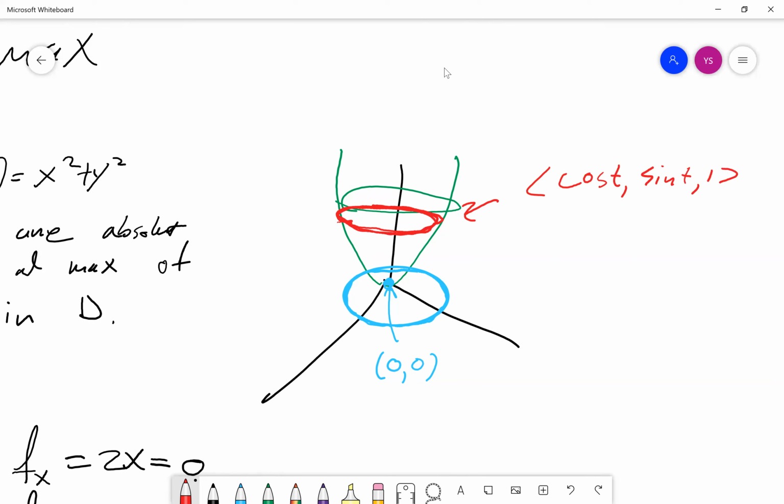But on the domain, you don't have that. You have cosine of t, sine of t, and 0. So that's your domain below at the xy plane. So z is 0, right? And the question is, what is the maximum of your f on this domain? What's the max? It's 1, right? It's the same for all points. And so the maximum is 1.